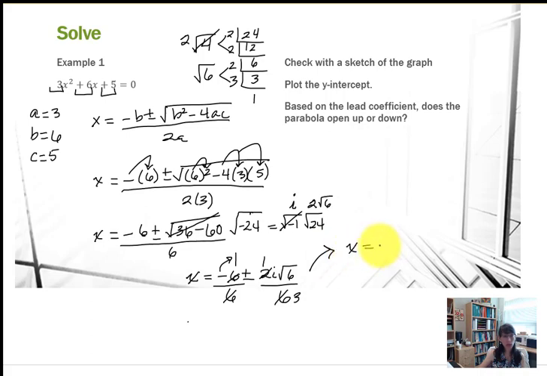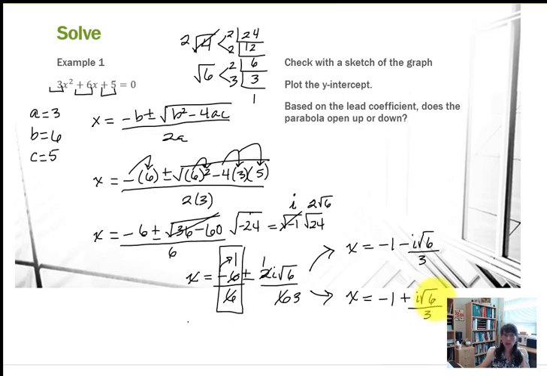X now equals negative 1 minus i square roots of 6 over 3. And notice only the imaginary portion is divided by 3, not this first term. That reduced to negative 1, so there's no fraction for that piece. The other solution would be x equals negative 1 plus i square roots of 6 divided by 3.